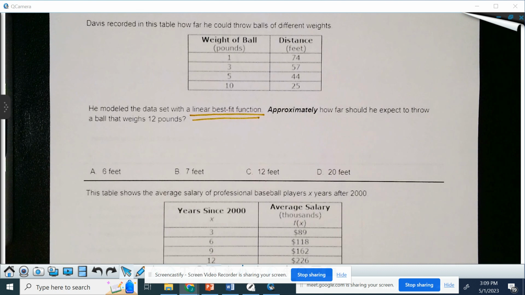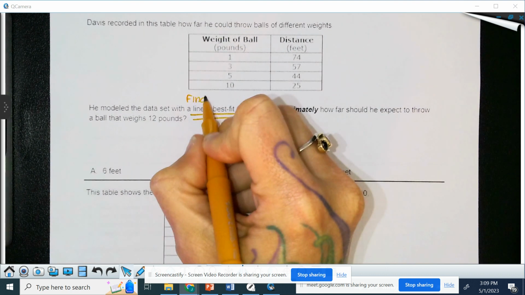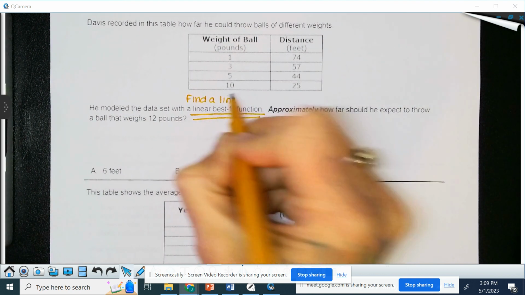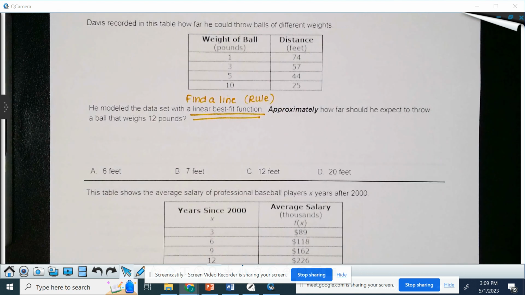And then from there, as soon as you see that, you need to find the calculator, whether it be your TI-84 or if you like doing it on Desmos better, that's fine. We now have to find a linear rule, find a line. Rule is the word a lot of Math 1 kids get really frustrated with. Write the rule, write the equation, find a line. Those are all the different ways. But ultimately, as soon as you see linear best fit function, unless they give you an equation, you're going to have to find your line.